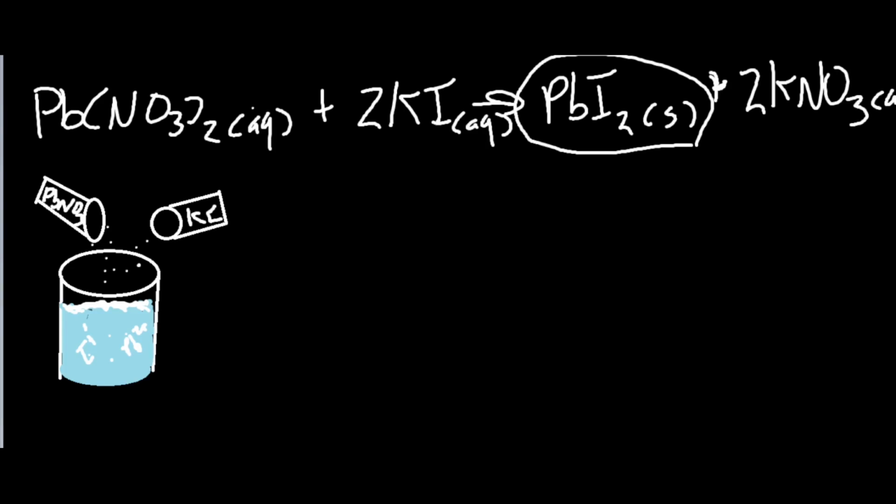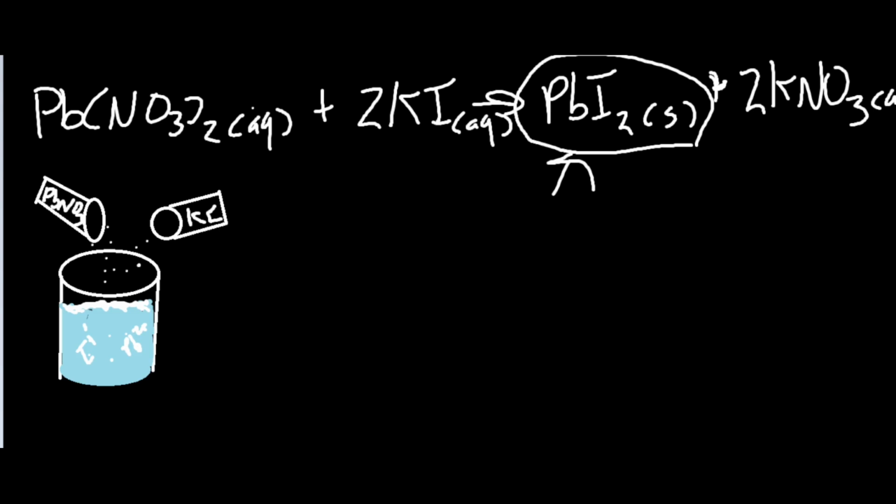So what is a precipitate and what is a precipitation reaction? This is chapter 4.2. A precipitate is an insoluble solid formed by reaction in solution. In the reaction I show here on the screen, you see lead nitrate and potassium iodide reacting to form a solid, a very important solid, lead iodide, and potassium nitrate.